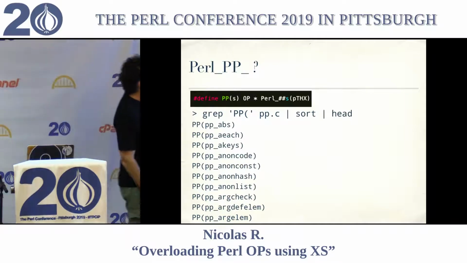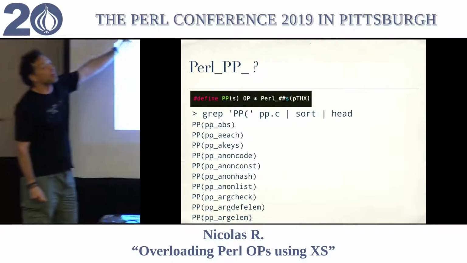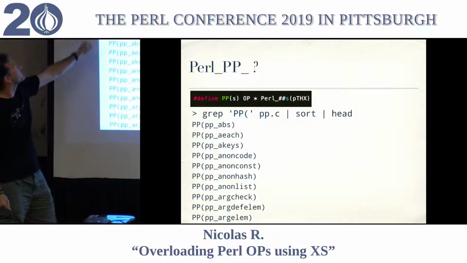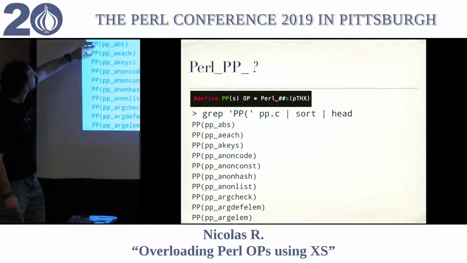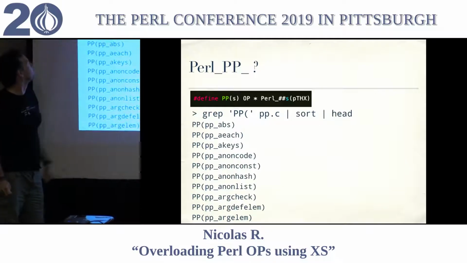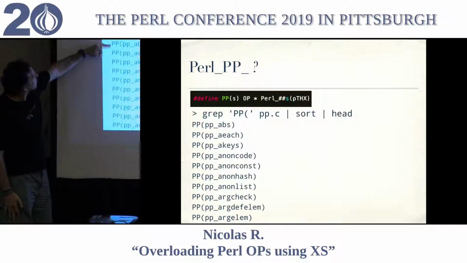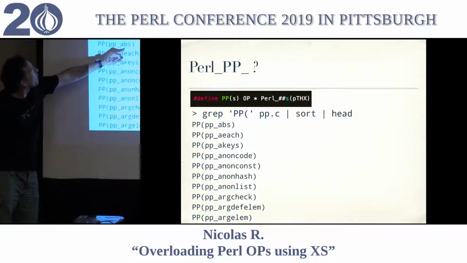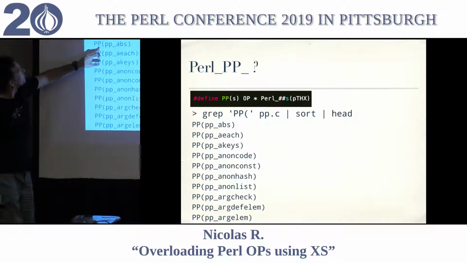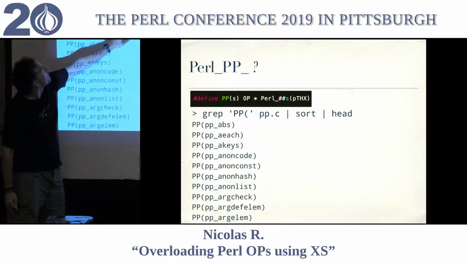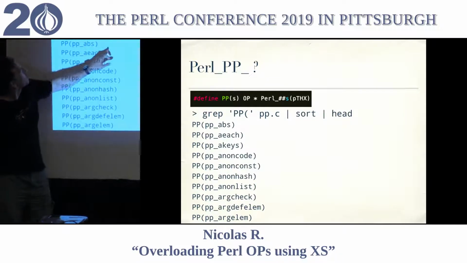Why? Because you have a macro named PP, and everyone is using that macro to define an op. You are not required to, you can do it manually, but by convention everyone uses that macro. So PP(pp_apps) is going to define the apps op. That will create a function named Perl_pp_apps.